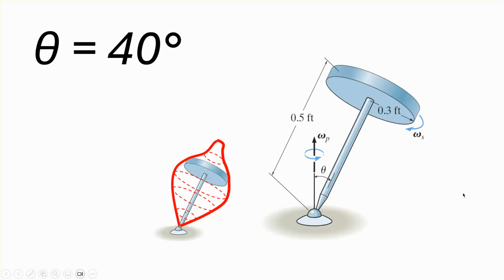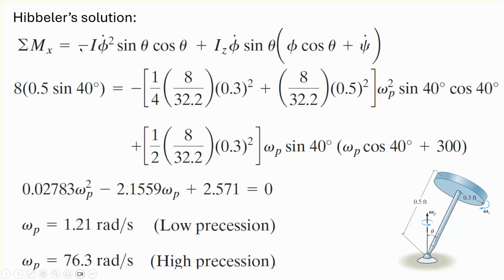The case of theta equal to 40 degrees, as I said, is solved in Hibbeler's book. So basically, it involves an equation. This is the top equation. And in here, the free body diagram is shown on the next page. But anyway, the moment is given by the weight times the moment arm about the x-axis. And this I is the mass moment of inertia of the disk about the pivot point, and of course about the x-axis.